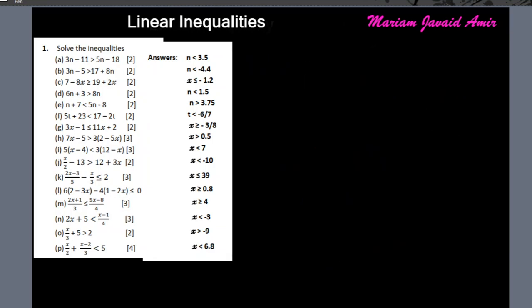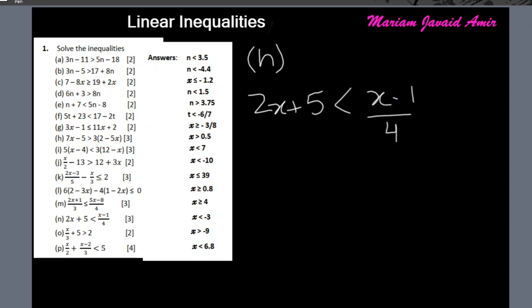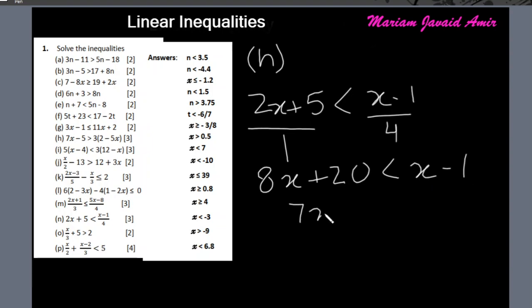Part N, part N is (2x plus 5) less than (x minus 1) over 4. We can cross multiply, and let's take 4 to the other side. 4 times (2x plus 5) will become 8x plus 20 less than x minus 1. So 7x less than minus 21, x is less than minus 3.